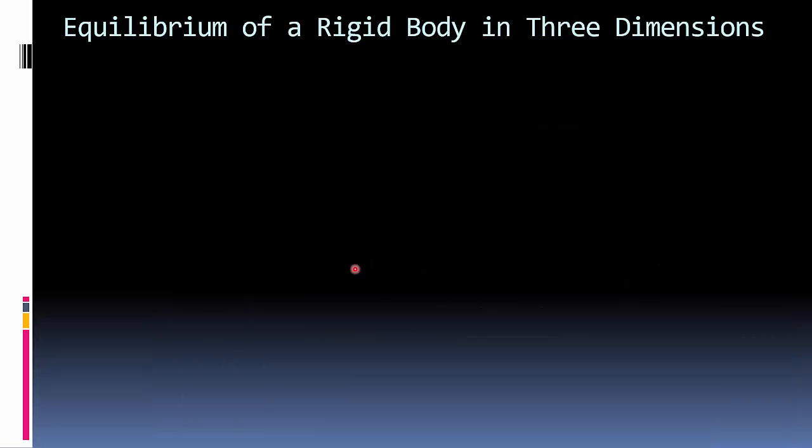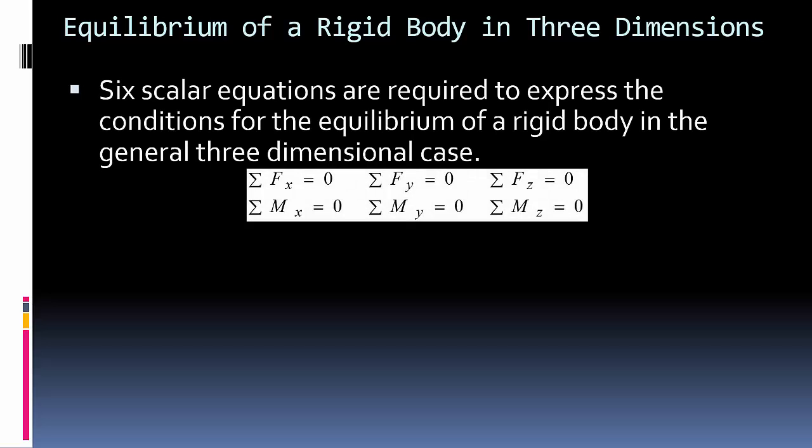Okay, so now let's talk about 3 dimensions. We talked about all this stuff in 2 dimensions. Now we're going to go into 3 dimensions. So 6 scalar equations are required to express the conditions for equilibrium in the general 3-dimensional case, right? The sums of the forces in x, y, and z all have to be 0, and the sums of the moments about the x, y, and z axes all have to be 0.